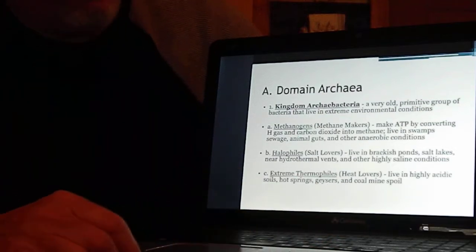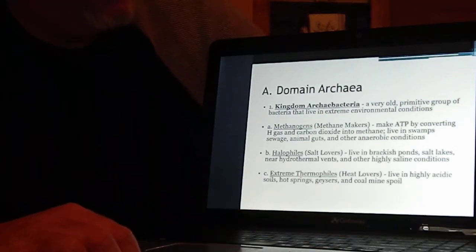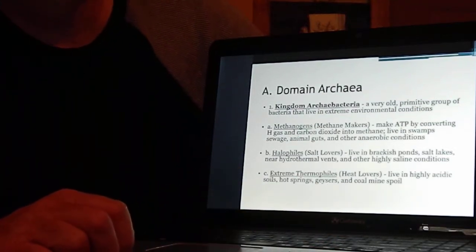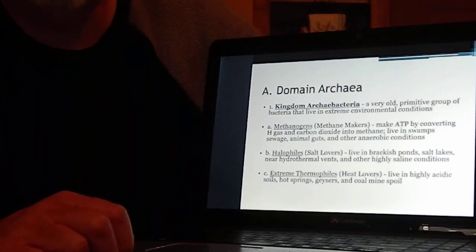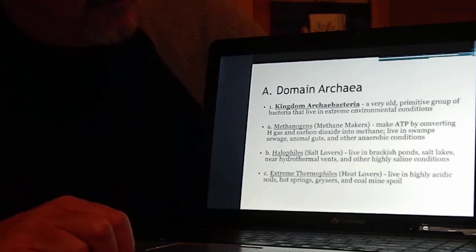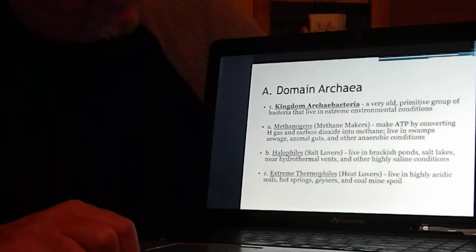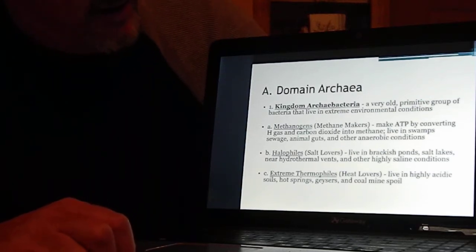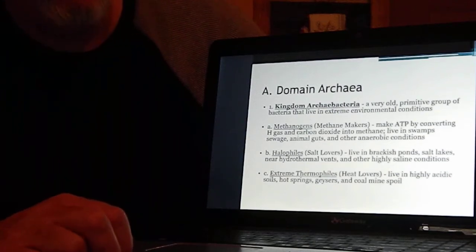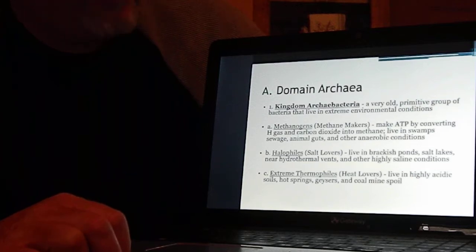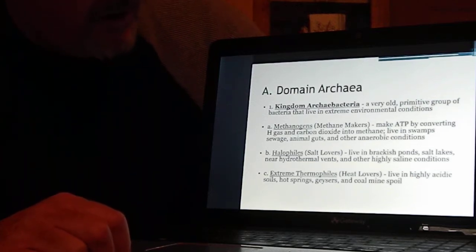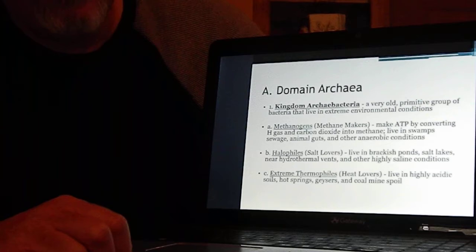So the first domain is domain archaea. These are an ancient type of bacteria. Arch means ancient, all right, so they're old. And so the kingdom that we're talking about is Archaebacteria. And they're primitive. They're usually found in areas that have extreme environments. And there are three types of Archaebacteria.